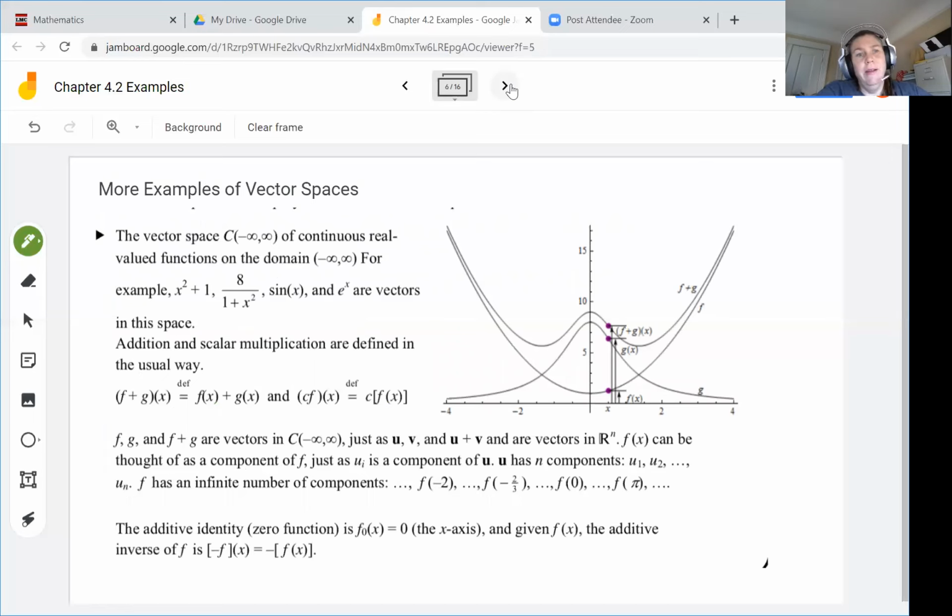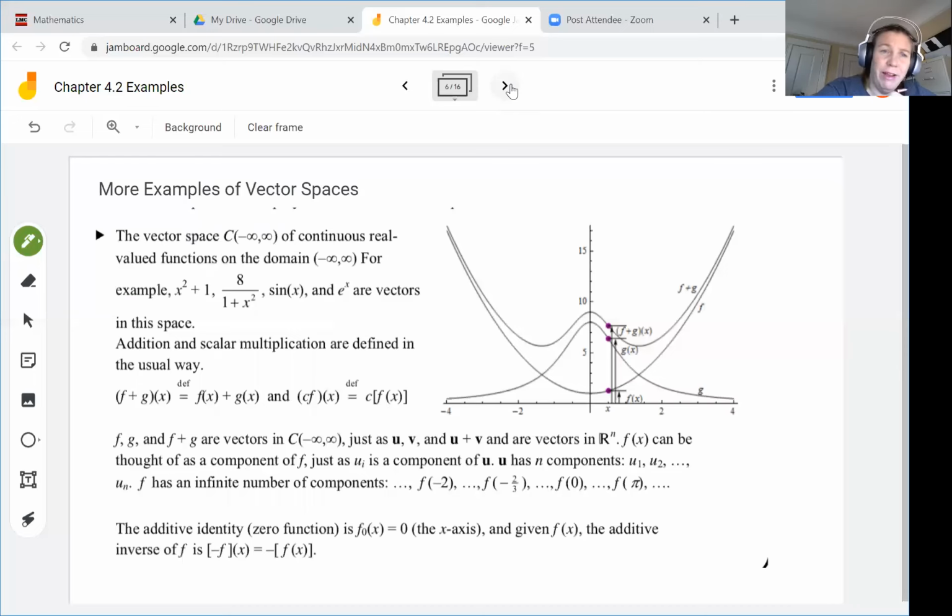All right, here are some more examples of vector spaces. So remember, when we check to verify things are vector spaces, we're checking vector addition and scalar multiplication. We're not necessarily multiplying the elements of the vectors. It's just adding the vectors and multiplying through by a scalar that we stay in that same vector space.